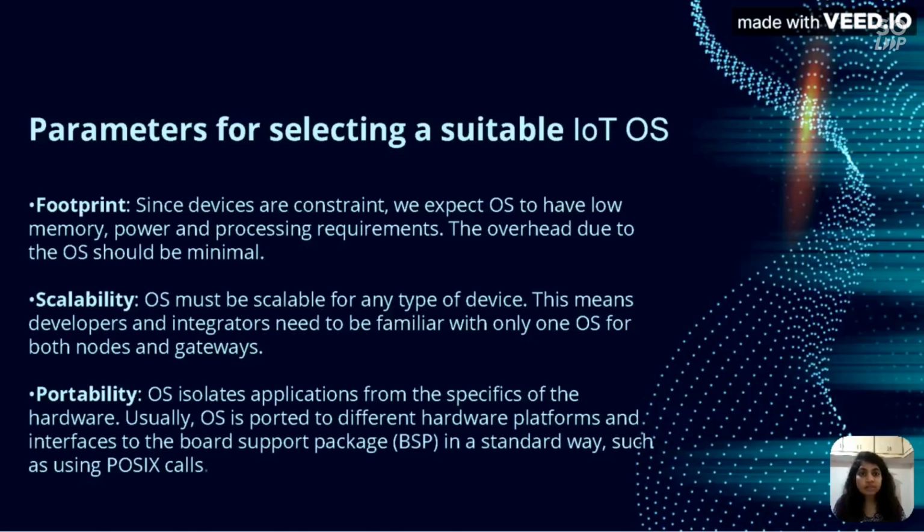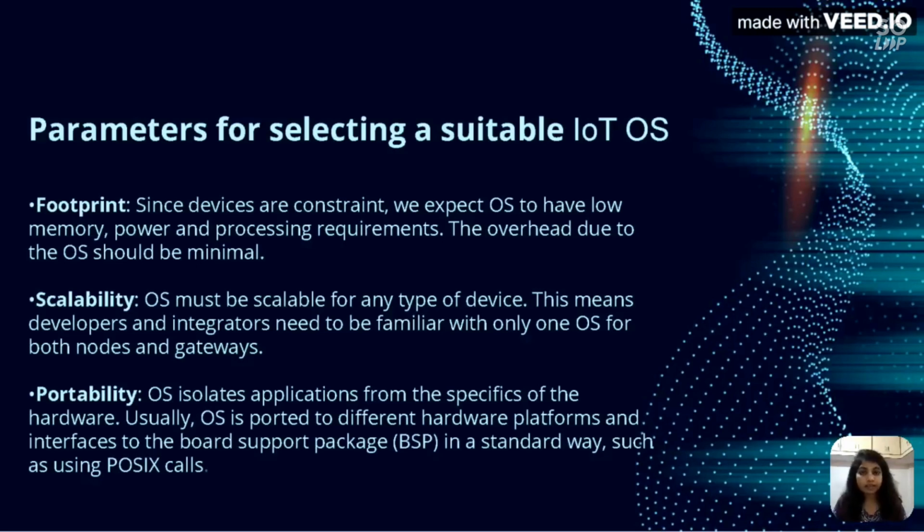The parameters we must take care of while selecting an operating system for IoT devices are, first, footprint. Since the IoT devices are constrained, the operating system must have low memory and power requirements, and the processing performance must be good. Then next comes scalability. The OS must be scalable for all types of devices, and this means that the developers and the integrators must be familiar with any one type of operating system for both nodes and the gateways.